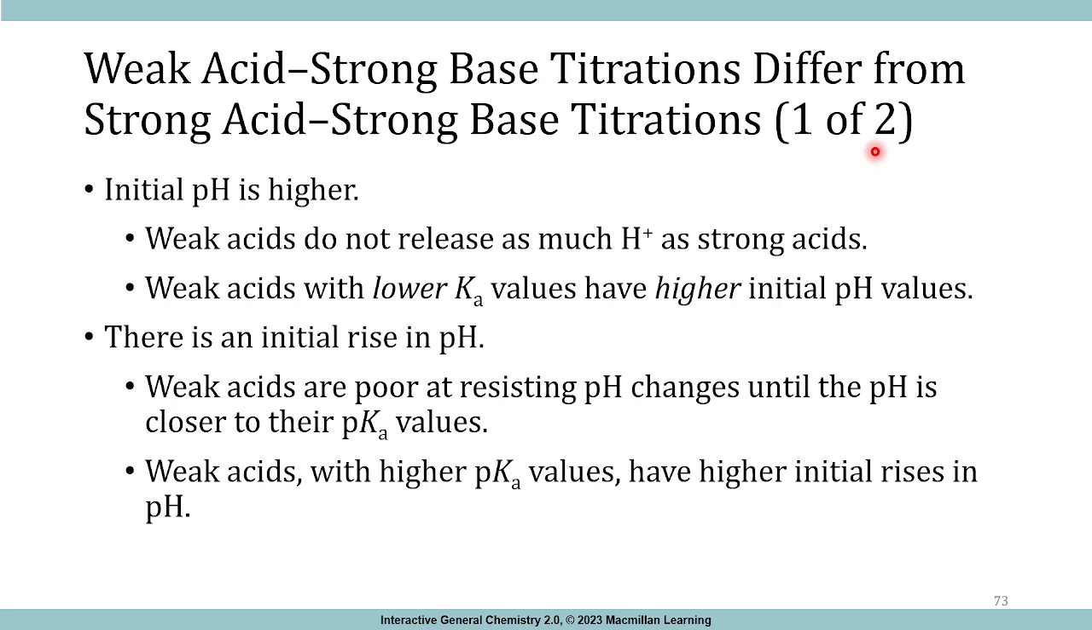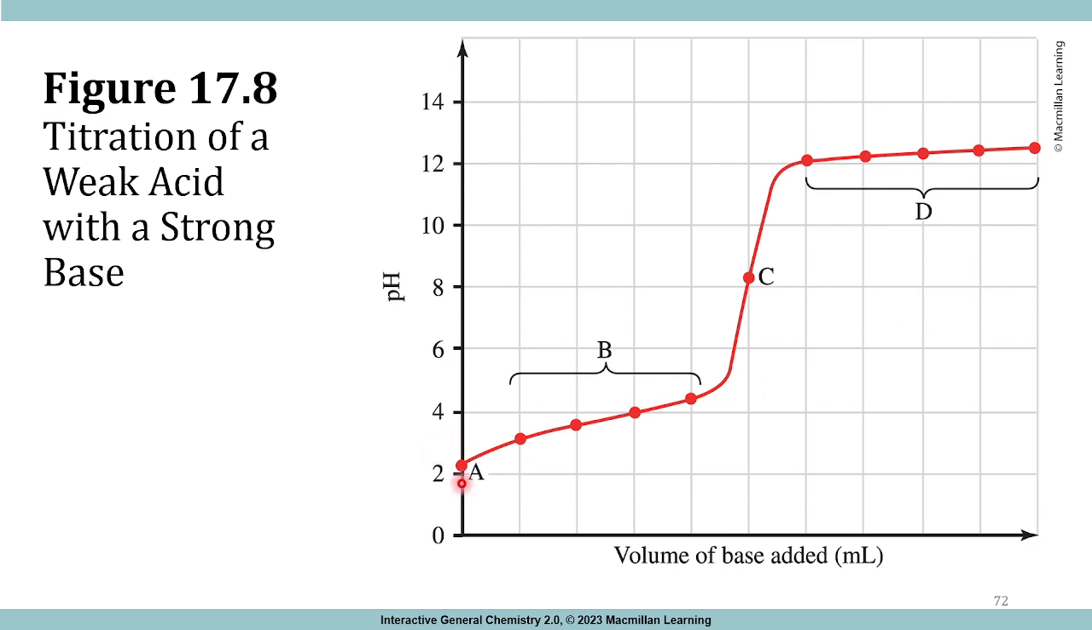Okay, so again, our initial pH is going to be higher for our weak acids because they're not going to release as much H plus as our strong acids. The weak acids have lower Ka values, and they're going to have higher initial pH values. Again, notice that this starts up at the 2 somethings, right? And if you have a weaker acid, it may start even higher than that. Do you notice something else about this equivalence point? Is it at pH 7? No. And so weak acids never have an equivalence point at pH 7.